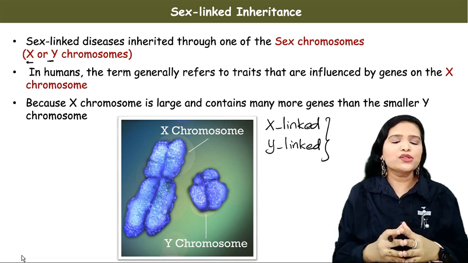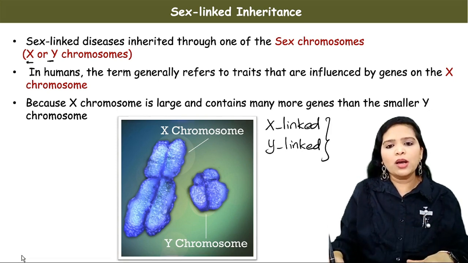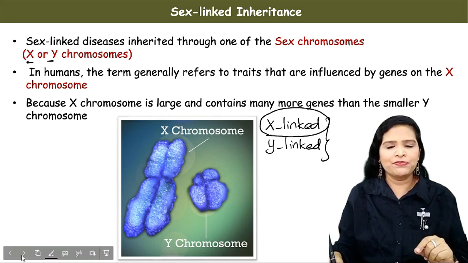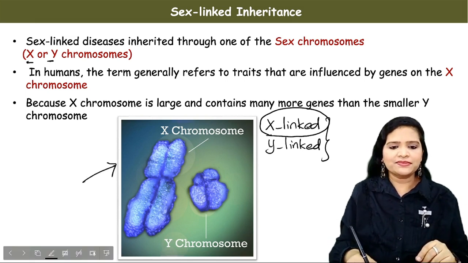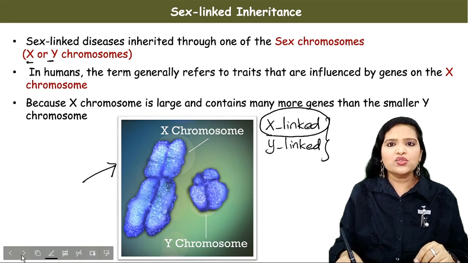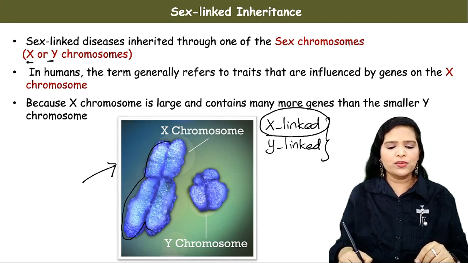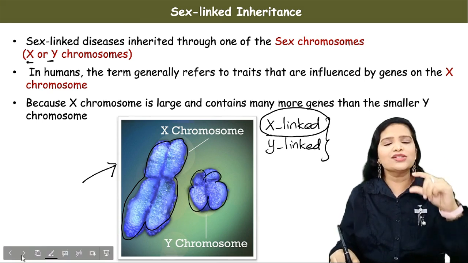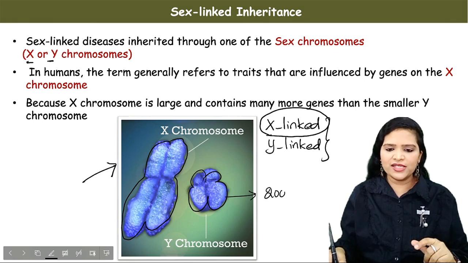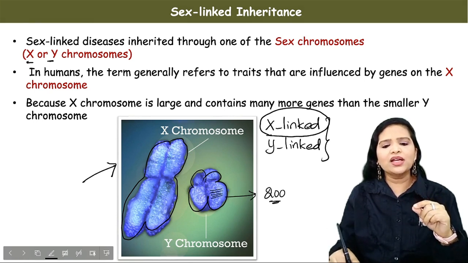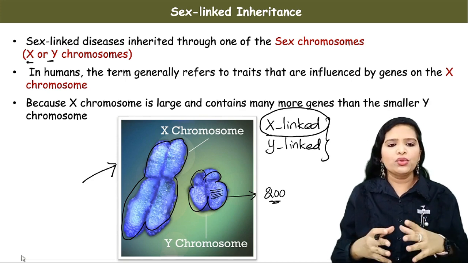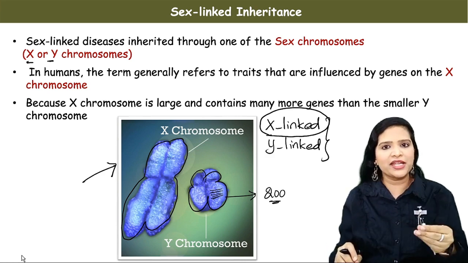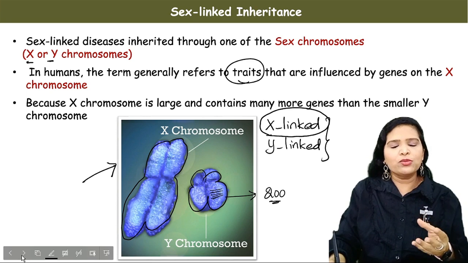But in human beings, when we talk about sex-linked inheritance, we usually mean X-linked inheritance. Why? Look at this picture. This is the human sex chromosomes. The size of the X chromosome is much larger when compared to the Y chromosome. The Y chromosome is much smaller and contains only around 200 genes. Among these 200 genes, only one or two will be defective. So the number of defective genes or disorders present in the Y chromosome is very rare. Y chromosome disorders are a rare trait.